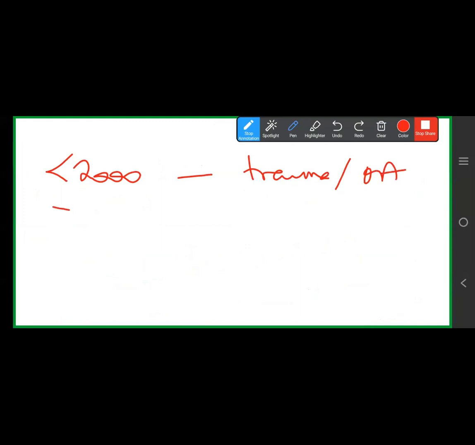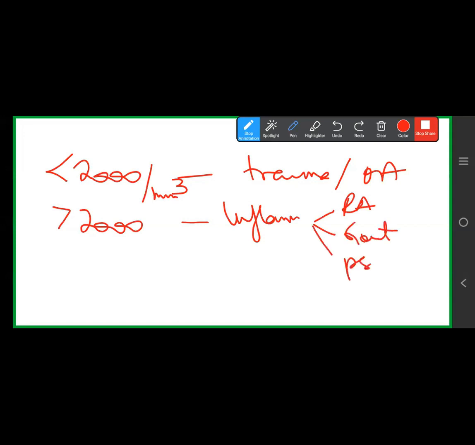Okay, if it is more than 2000 per millimeter cube, you should think about inflammatory arthritis. Inflammatory arthritis can either be rheumatoid arthritis, or it can be gout, or it can be pseudogout, or it can also be prosthetic joint related infections, or it can also be septic arthritis. Okay, but all of them are going to be more than 2000 for sure.